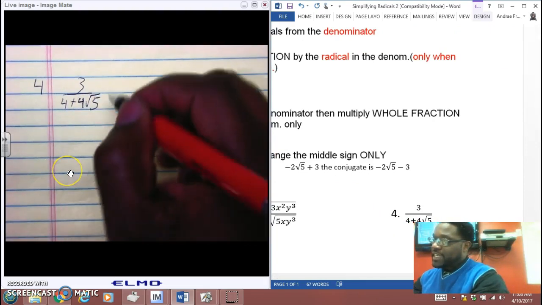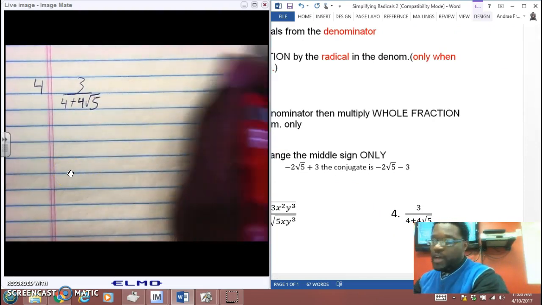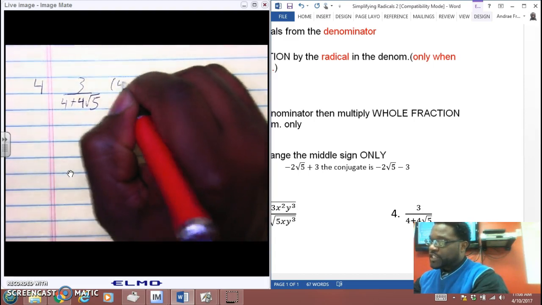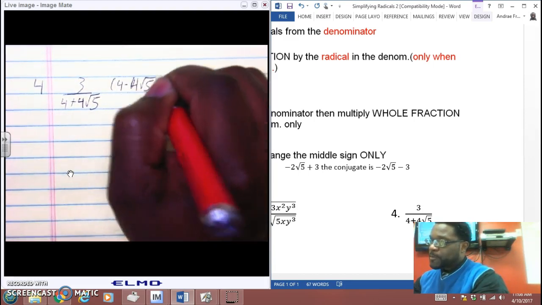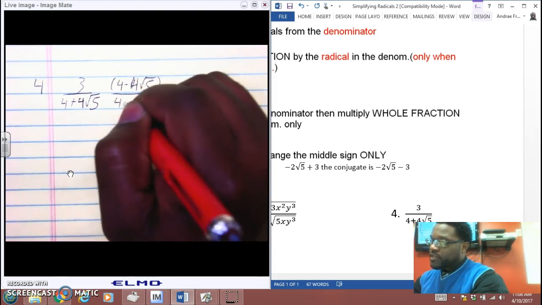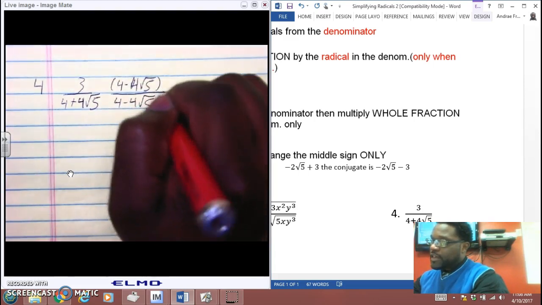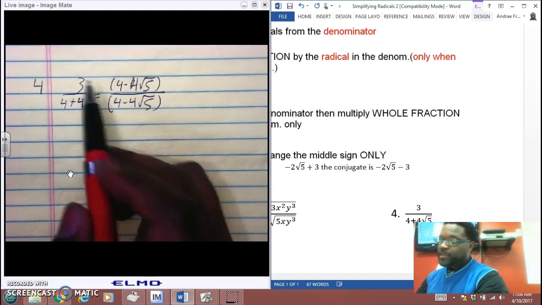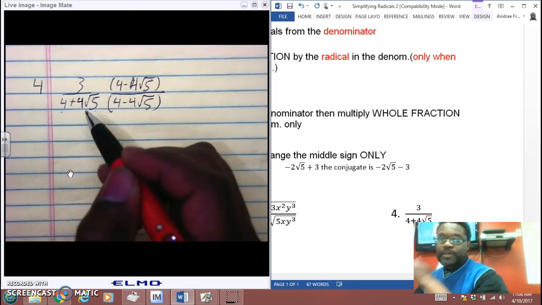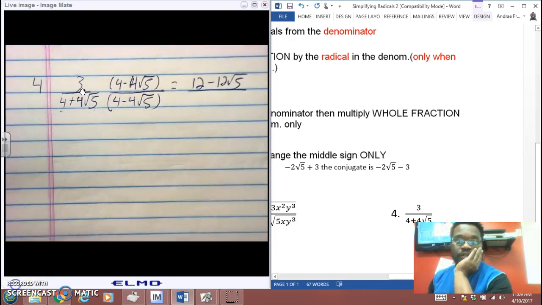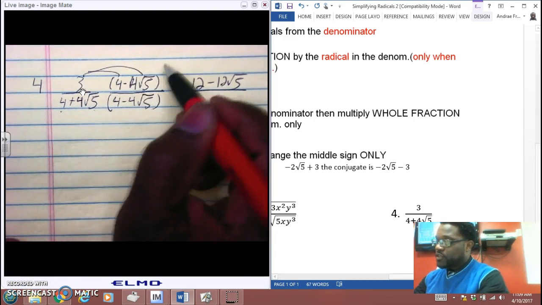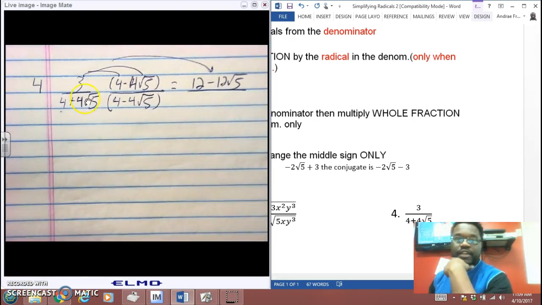So here, I can't just do square root of 5 over square root of 5. I have to use what's called the conjugate, which is 4 minus 4 radical 5. That's the conjugate, what I talked about earlier. I only use it because I got 2 terms here. So please remember the difference in the 2 terms. Now, this is the distributive property. So let me do that. 3 times both of those gave me that right there.